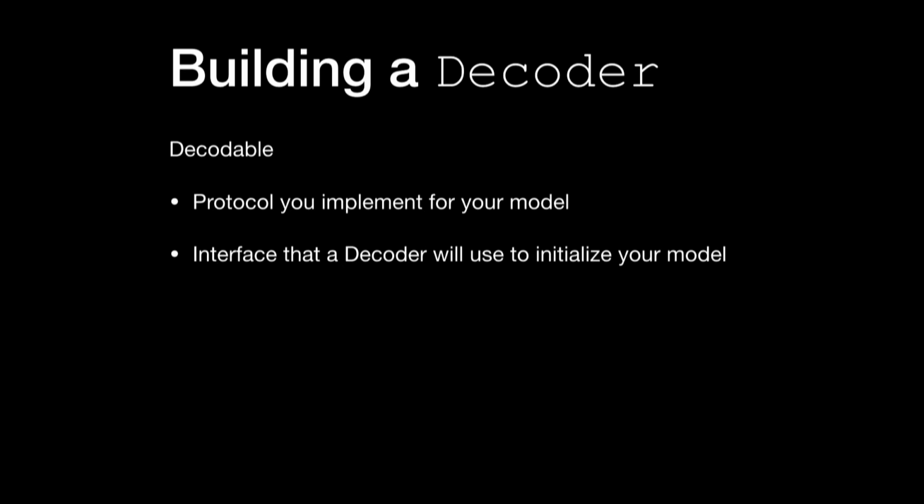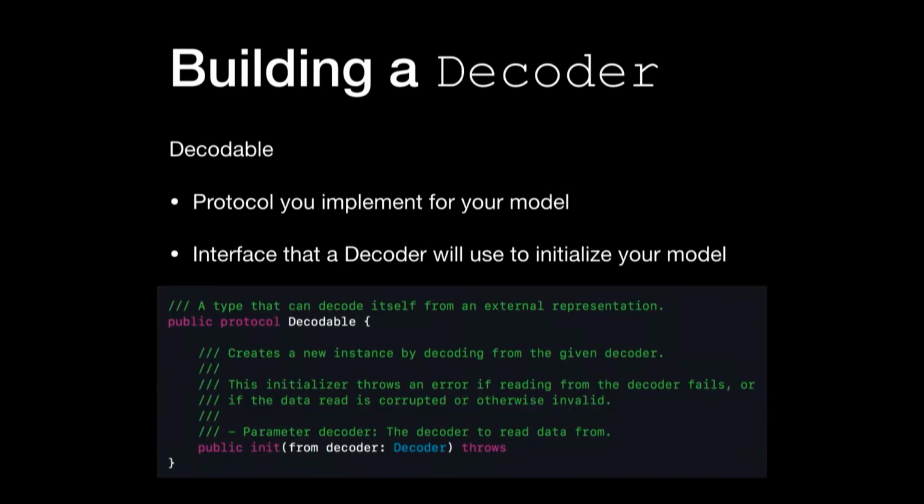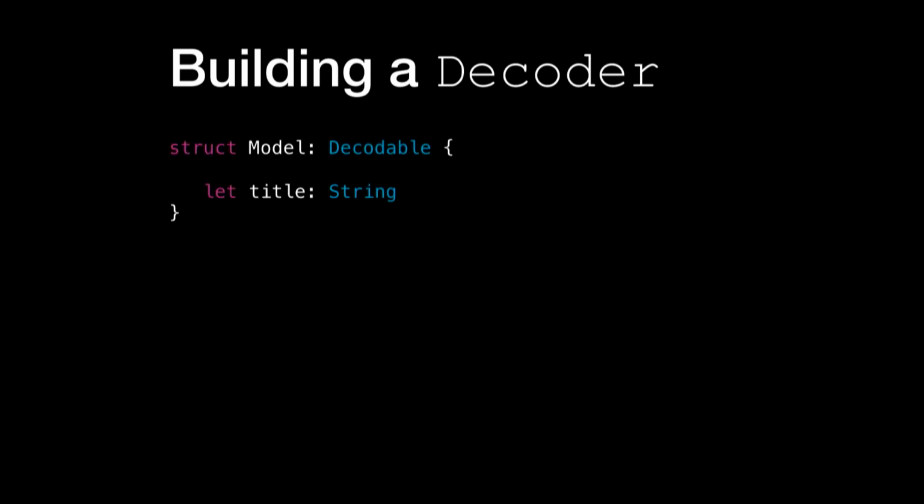For those of you who don't know, this is the protocol you implement for your model. And it's the interface that Decoder will use to initialize the models that you're decoding. Just as a refresher, this is what the Decodable protocol looks like. It just has a single initializer where you initialize it with your decoder. And to talk more about Decodable and work our way towards the decoder itself, I just have this simple model here. It has a title that has a string type.